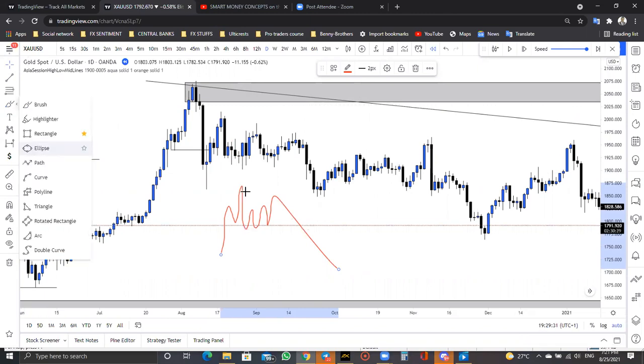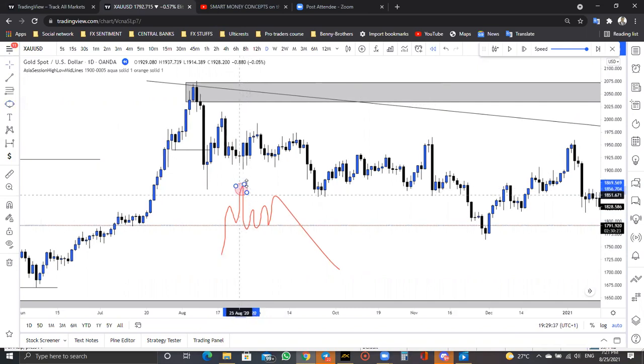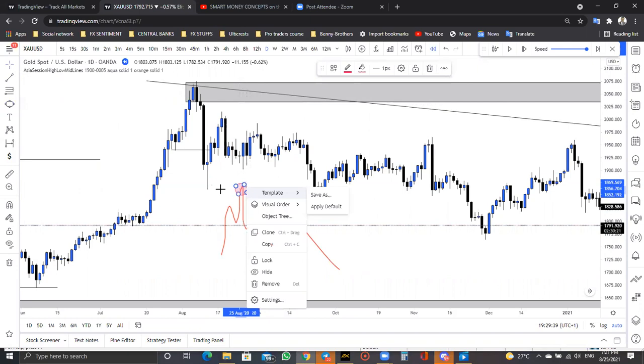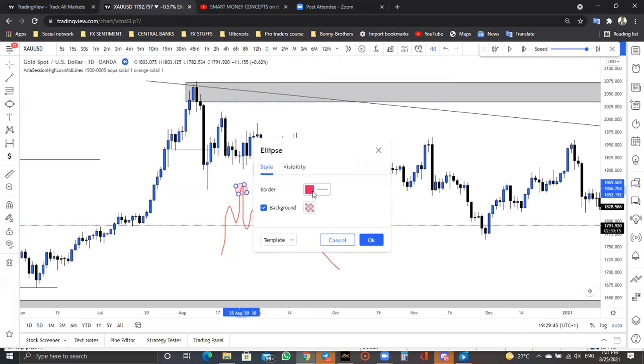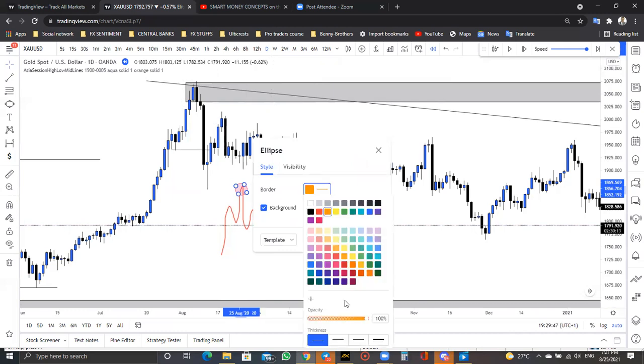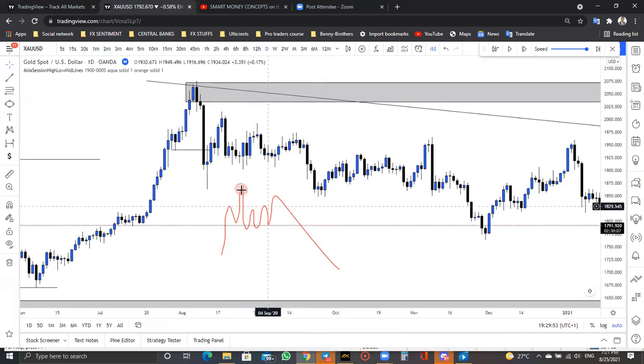Now we have a strong high. Wisdom, do you agree with me? Yeah, good. We have a strong high. Why is it a strong high? Wisdom, because it causes what? Manipulation. Was that correct? Yes. It causes manipulation, right? It broke structure, right? It induced liquidity, right?